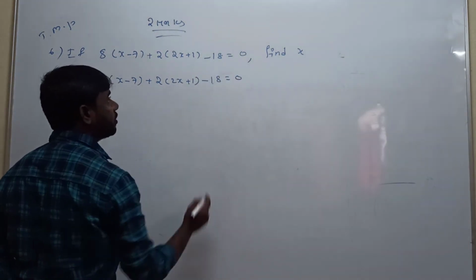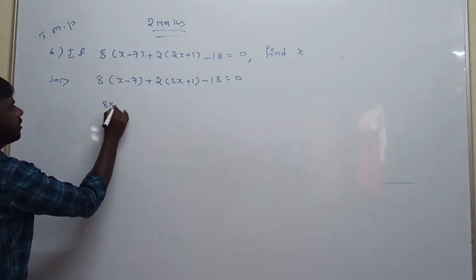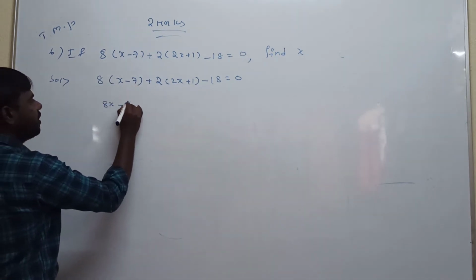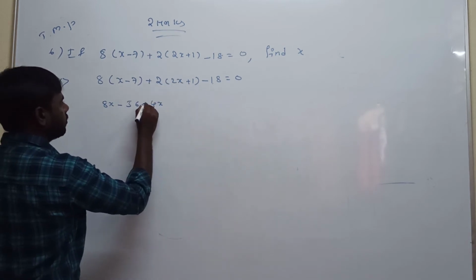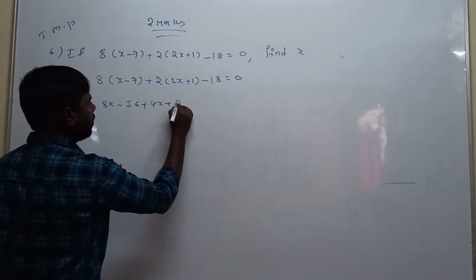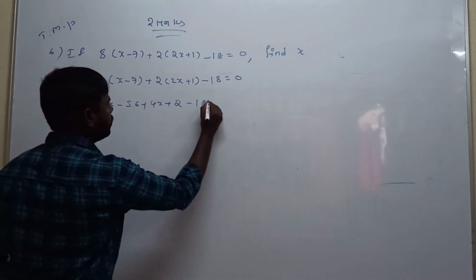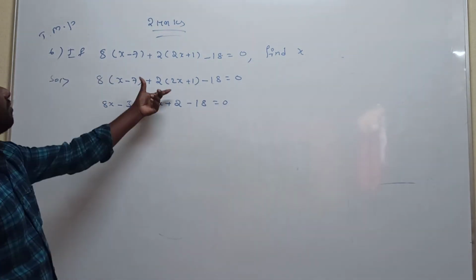So, simplification of the left hand side: 8 into x is 8x, minus 8 into 7 is 56. Next, 2 into 2x is 4x, plus 2 into 1 is 2, minus 18 is equal to 0. So that is the given equation, and we simplify the left side values.